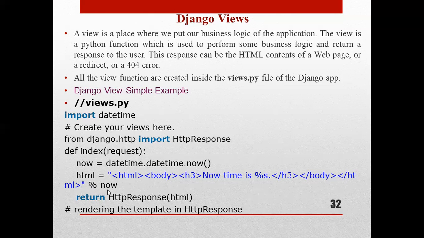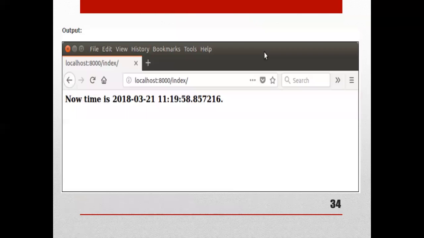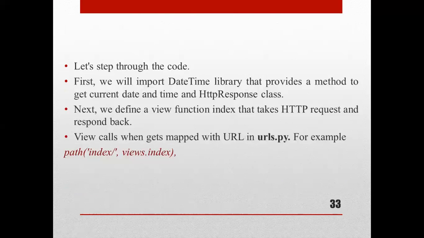After that we have to return the response to the HTTP request, like return HttpResponse(html). The html consists of this HTML code, which means we show the time on the web page. After running this, it will show the time, the current date and time. So this is the Django view.